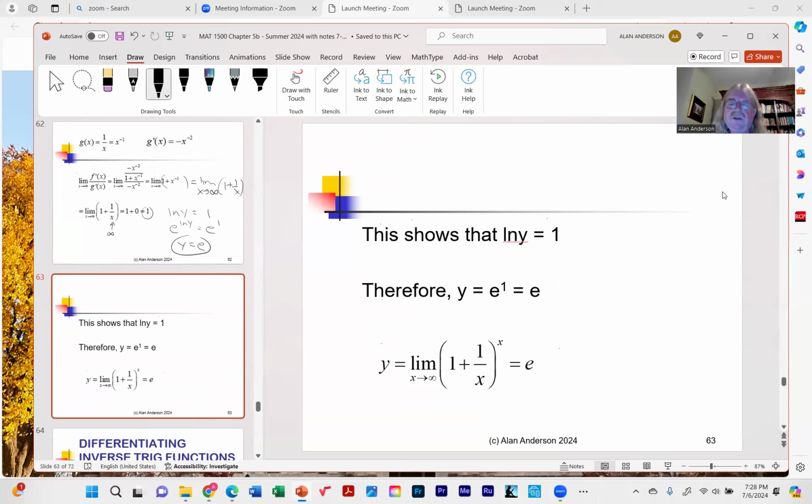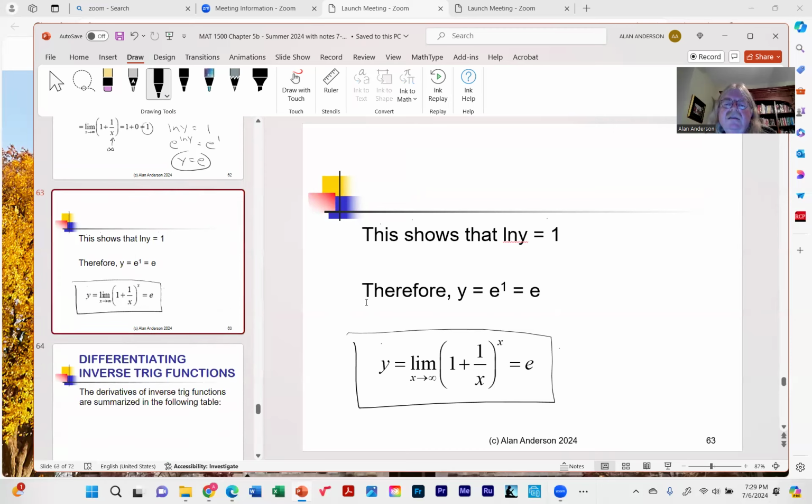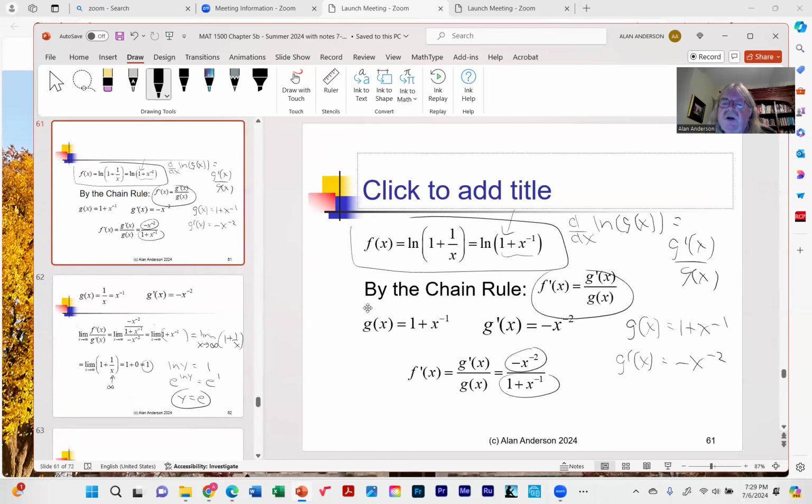And in fact, what you're seeing here is the formal definition of e. This is where it actually comes from. This is how it's defined. e itself is the limit as x goes to infinity of 1 plus 1 over x to the x power. We know how it's related to logs, but this is how it is obtained. It's a limit. That's all it is. Now, it's interesting how that popped out of this problem.